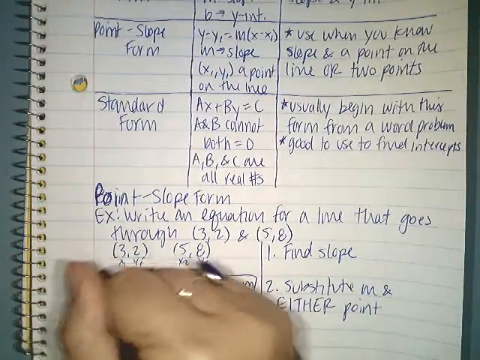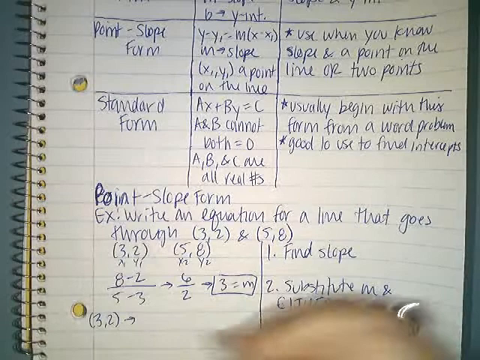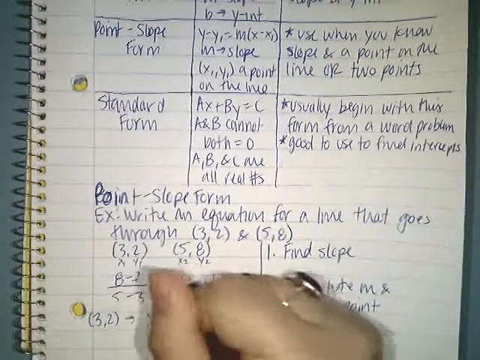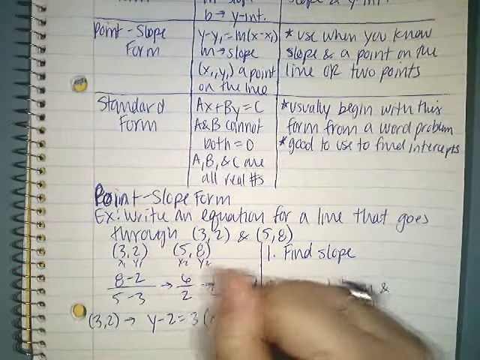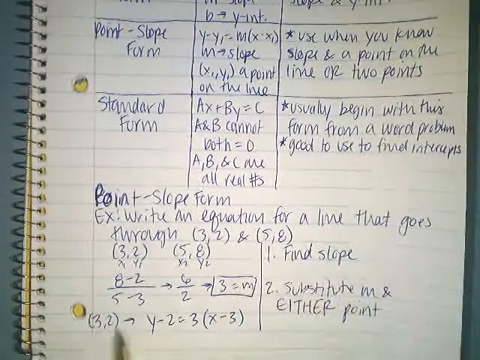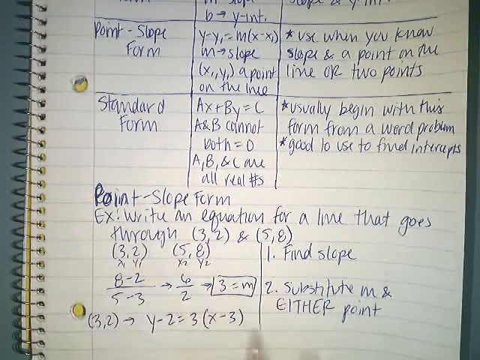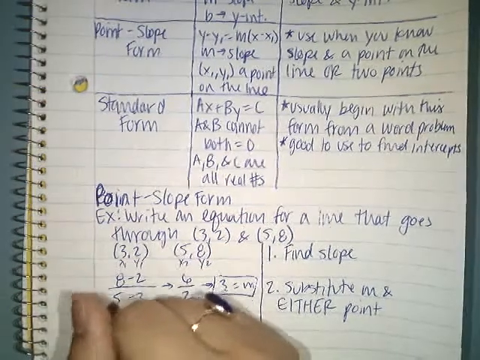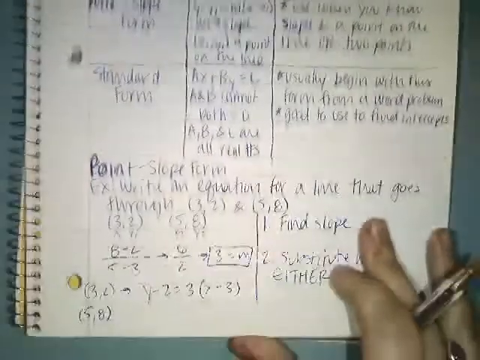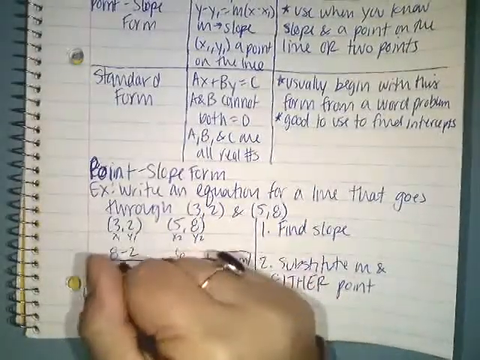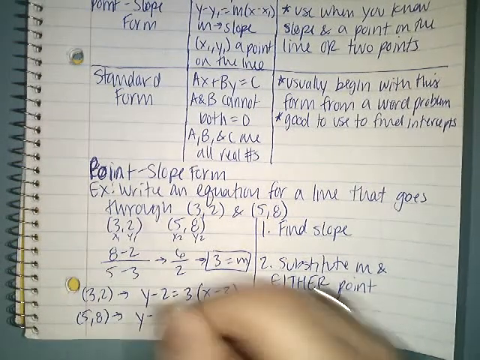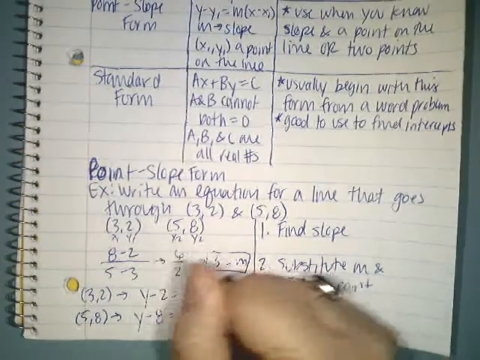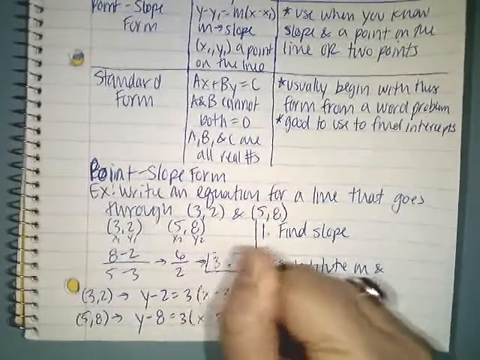So if I chose 3, 2 to plug in, then my equation would be y minus 2 equals 3, my m value, times x minus 3, because I'm just plugging in x1, y1 into that point. I could use the other point, however, it really doesn't matter which one you use. It can work with any point on the line, which is why this one is one of the easier ones to work with. But I would have y minus 8 equals 3 times x minus 5.